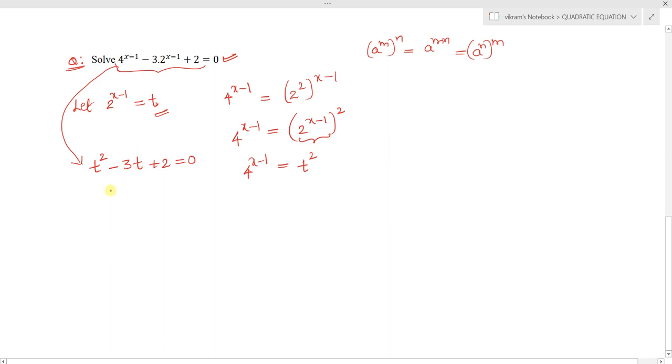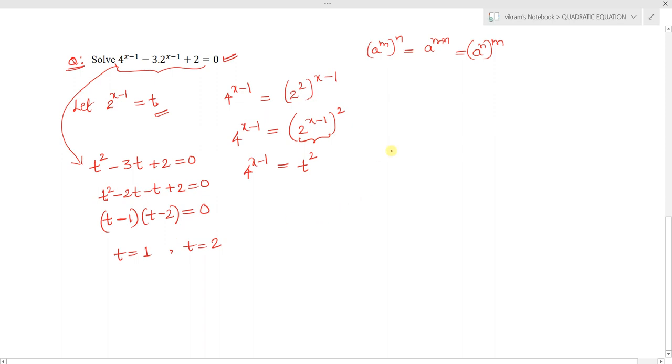Then we can write this as t² − 2t − t + 2 = 0. Otherwise, you can use the formula to find the roots of a quadratic equation. Then we can write this as (t − 1)(t − 2) = 0. So from this we can say that t = 1 and t = 2, the two values we obtained for t.